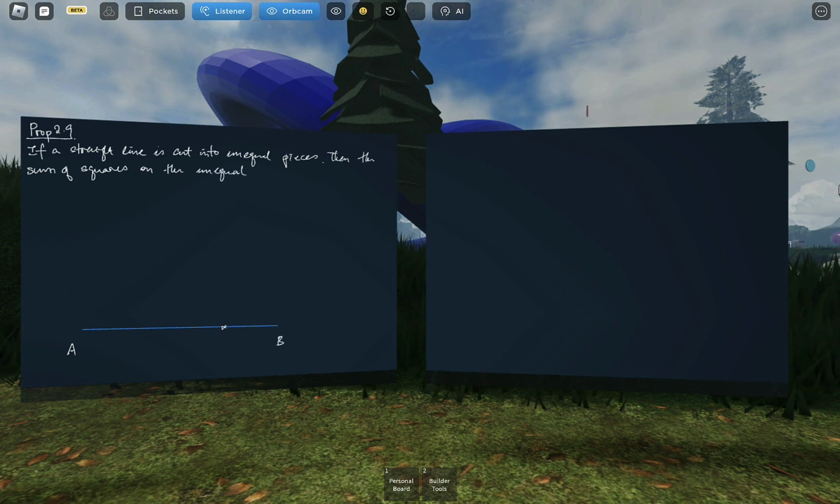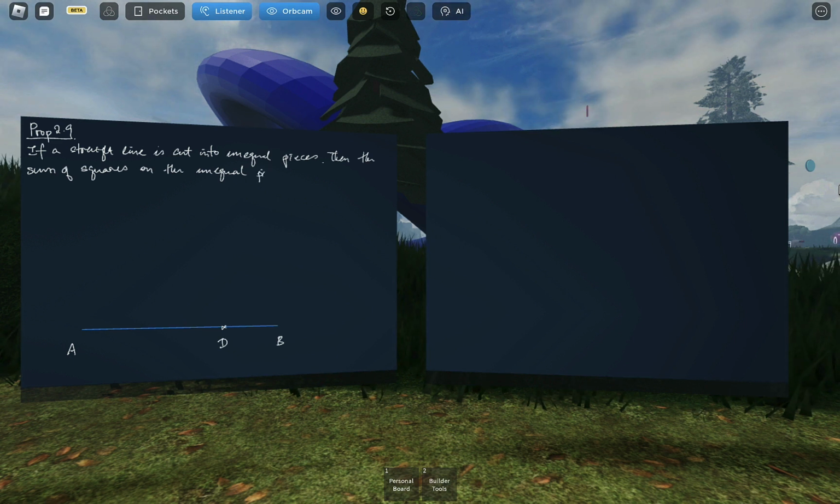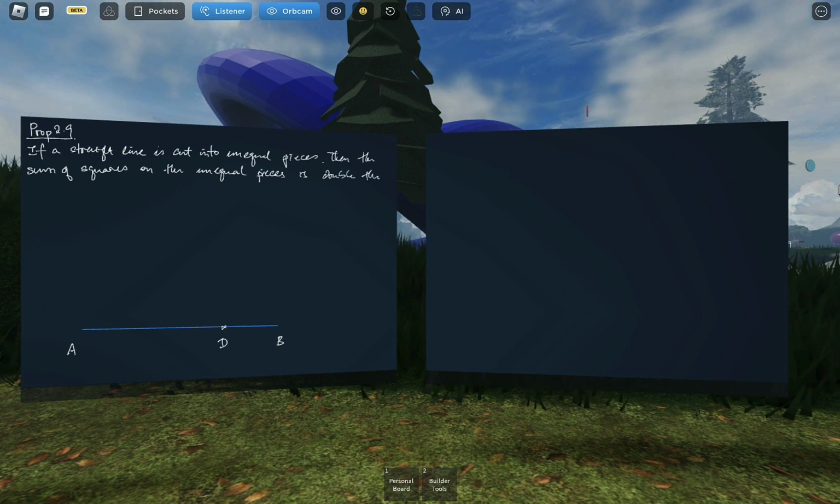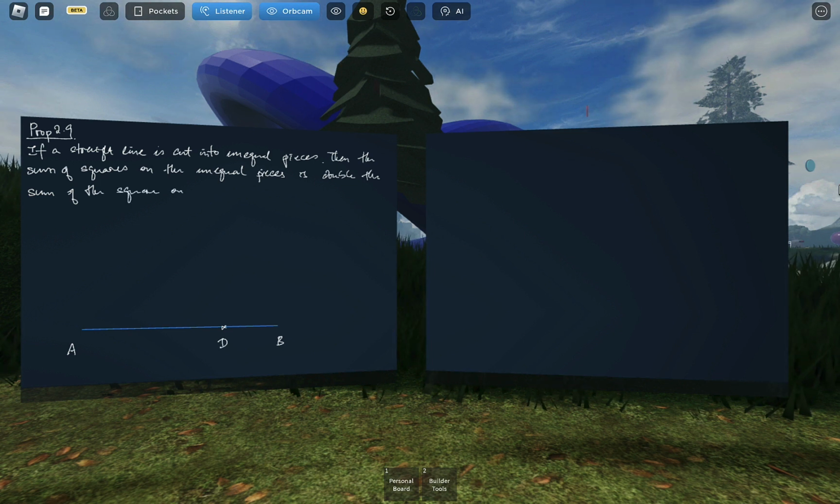I haven't labeled this point yet. I'm going to call it D. I'm reserving C for something else. So this is AD cross AD plus DB cross DB. If we want to use notation, is double the sum of the square on half the line. That's why I reserved C. I want C to be the midpoint, so C is half the line.